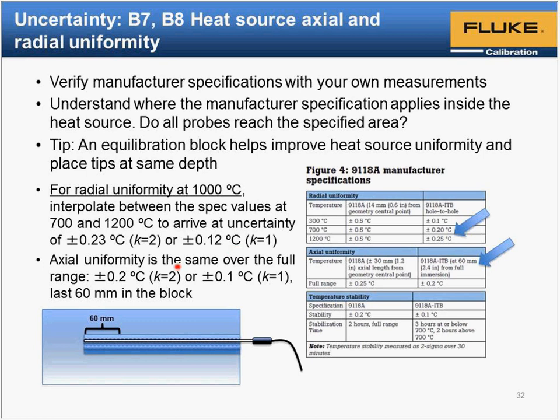Axial uniformity is described as the uniformity along the length of the measurement well, and it's the same value over the entire temperature range, so that makes it easy. We don't have to interpolate or anything. And it's 0.2 degrees, K equals 2.